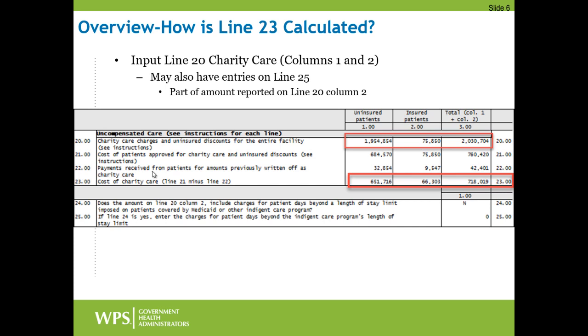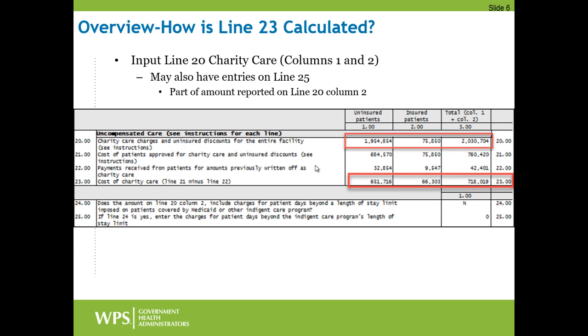Line 22 would be the payments received from patients for amounts previously written off as charity care. So what happens here is these are payments that patients have made for amounts that were already written off to charity care for whatever reason. It doesn't include all patient payments. It's only those patient payments where they were trying to pay off their bill, even though it had been approved for charity care at some point. So line 22, again, is just the amount of payment related to a charity care approved service.